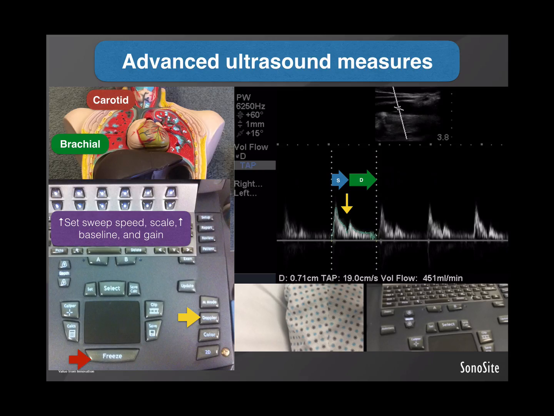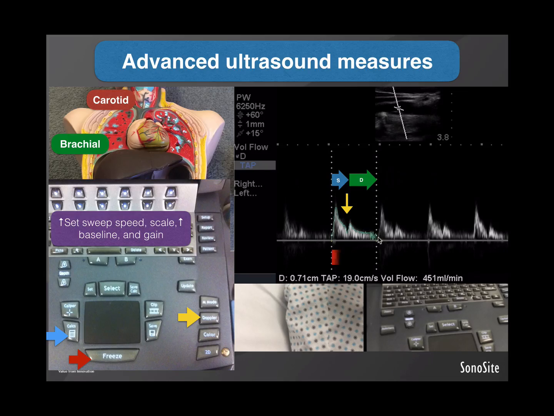Similar to the LVOT delta VTI, Vmax function, you can hit the calculation package, and then you'll get this volume flow option where you can sample the diameter of the blood vessel so that you can get your cross-sectional area. And then you can sample the TAP, which is a time average peak.